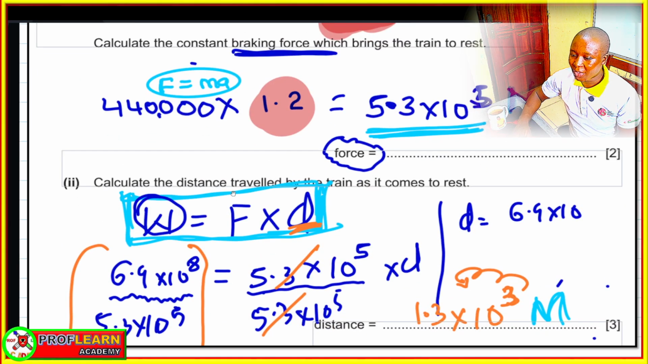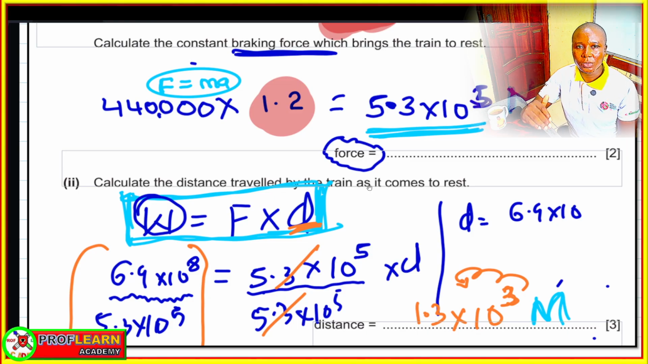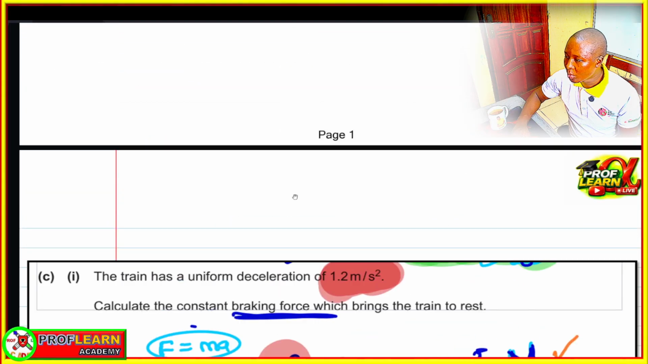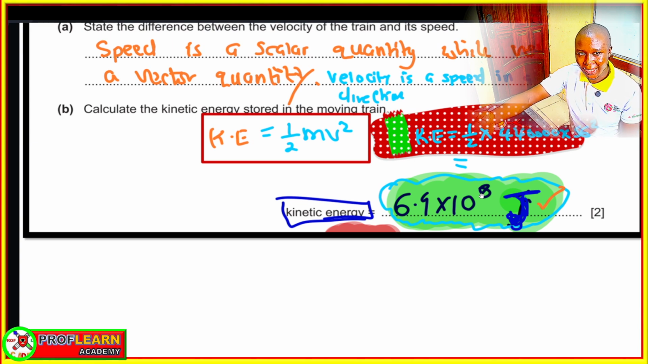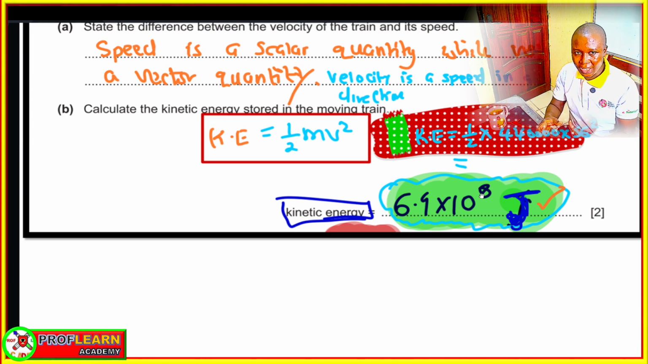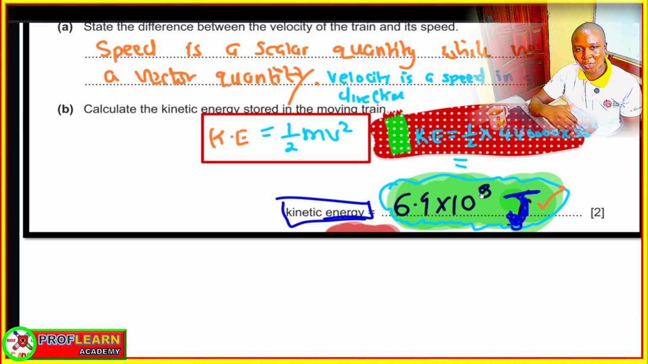Then calculate the distance traveled. This is the question that made most students in the whole world cry. Because they could not understand that they can relate the energy they have gotten here as the energy that is available, then the force is doing work to overcome this, or to slow down this object.